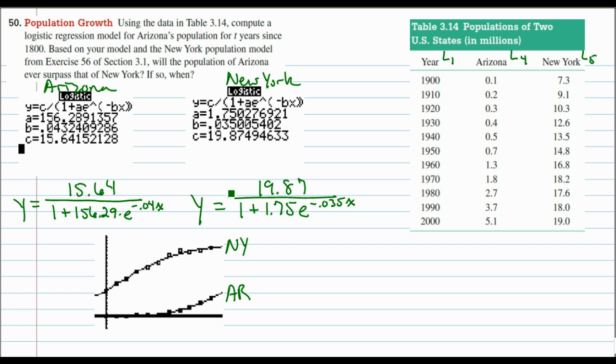So I found my two logistic regressions, one for Arizona and one for New York, and I graphed them. Now New York's population is higher than Arizona's throughout the time span that I can see here, from 1900 to 2000. The question asks, will the population of Arizona ever surpass New York? The answer is no, it will not. Arizona's limit to growth is 15.64 million. New York's is up at 20 million. So Arizona is going to level off well below where New York is right now. So Arizona's population will never surpass New York.